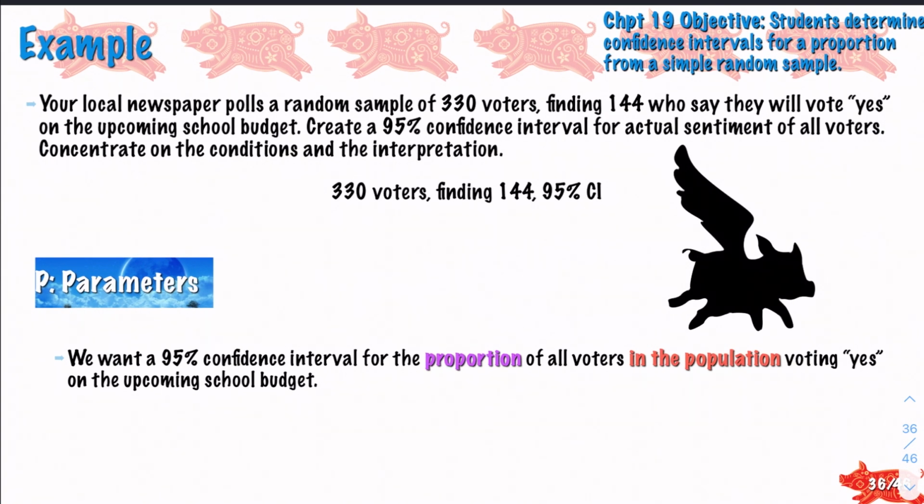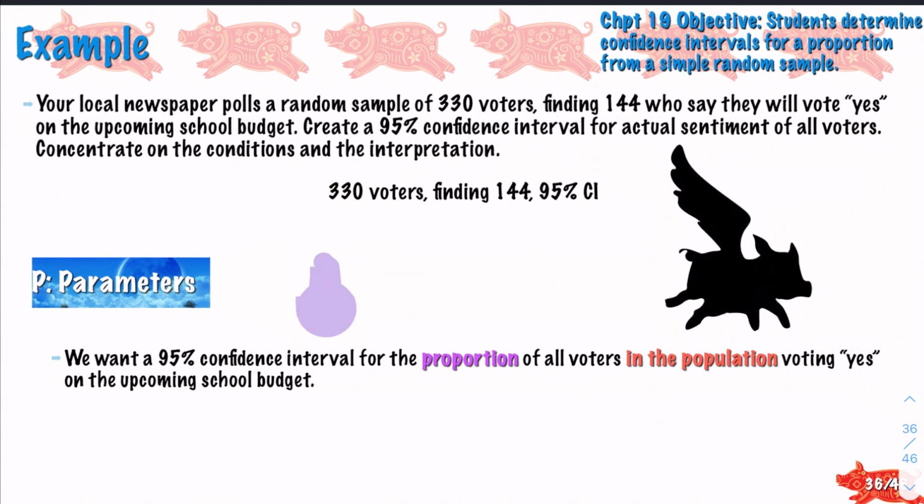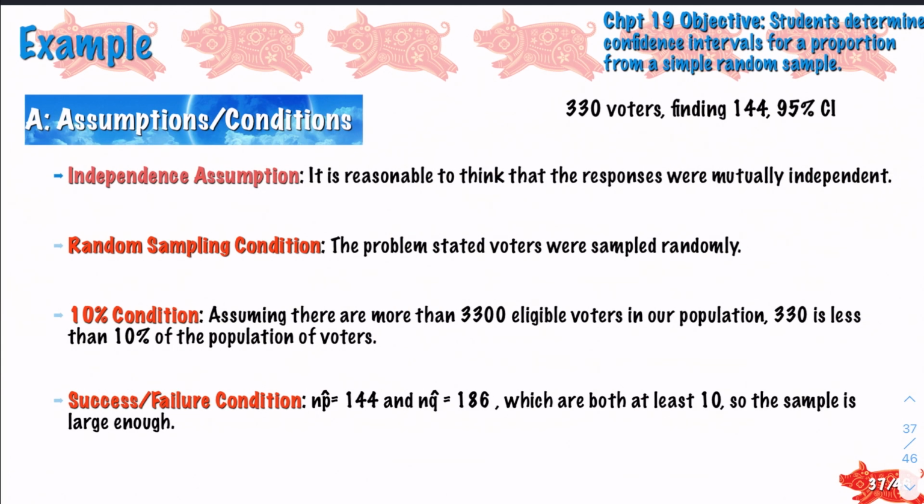So we're going to start with PANIC. So start with the parameter. What are we trying to find? We want a 95% confidence interval for the proportion of all voters in the population voting yes on the upcoming school budget. So what is the true feeling of the city?